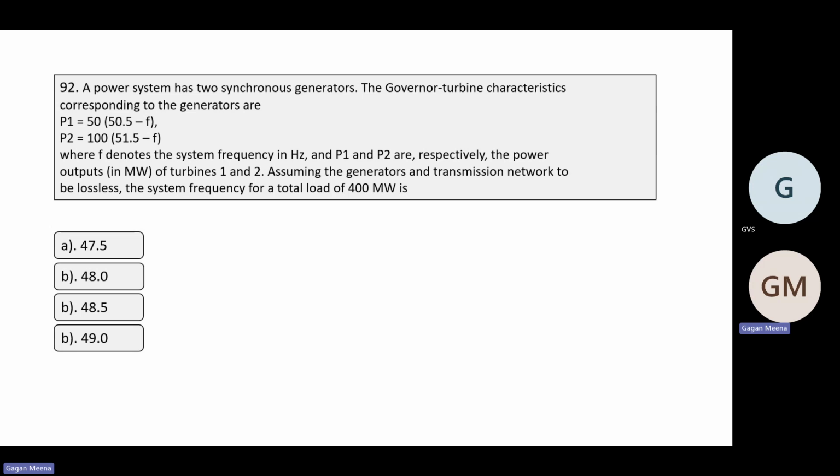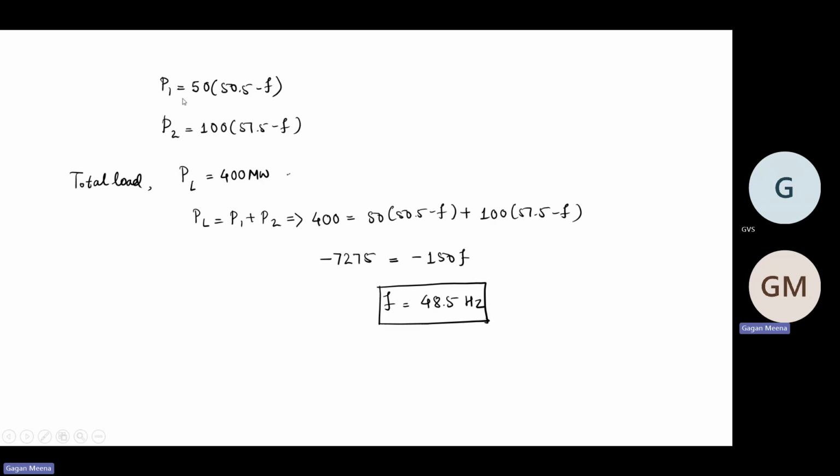This is very easy. P1 and P2 are given in terms of frequency, and we have to find the system frequency for a total load of 400. P1 plus P2 equals 400. Everything is in terms of F, so we can directly calculate. It's one equation, one variable.